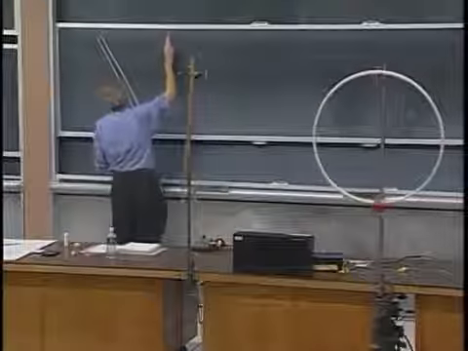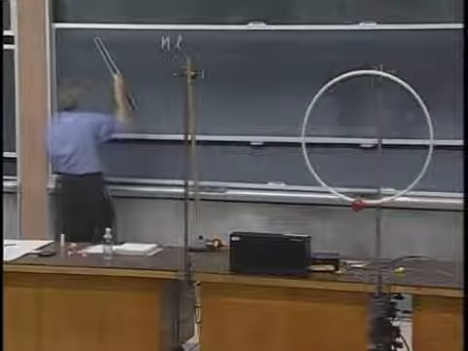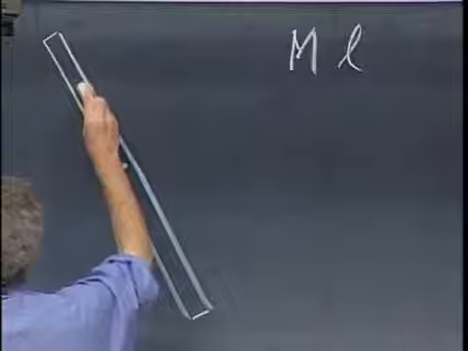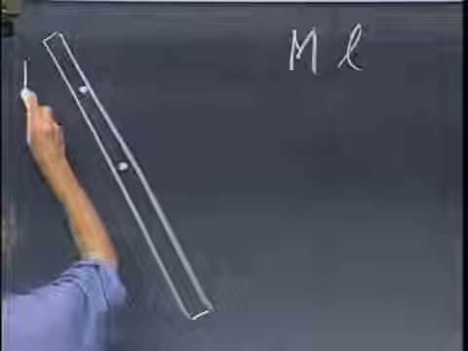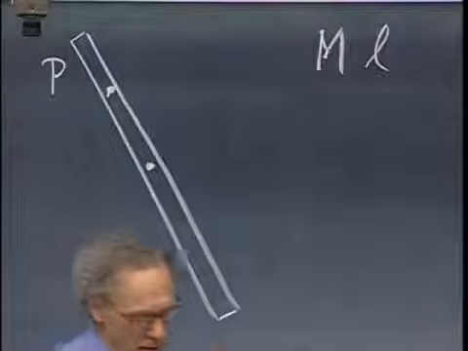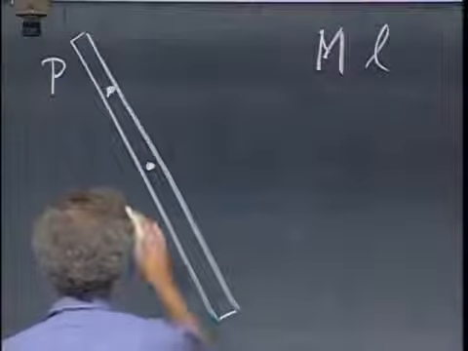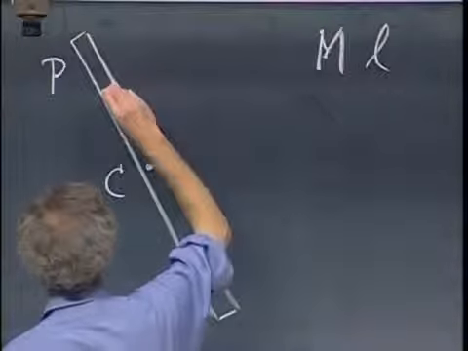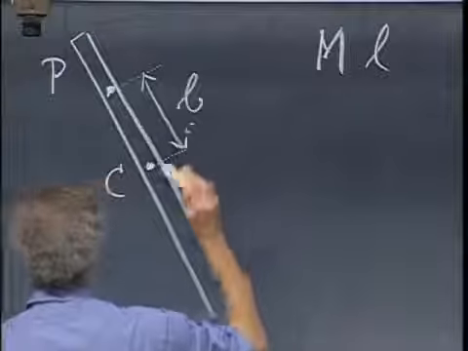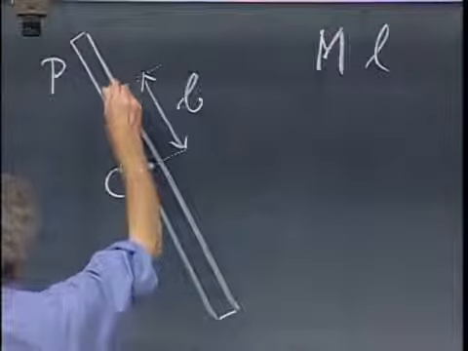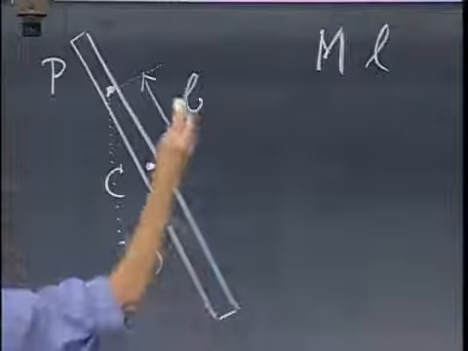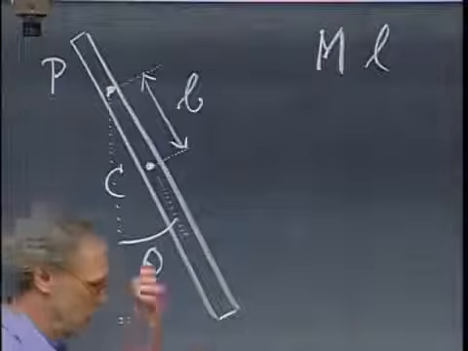The ruler has mass m and length L. This is the center of mass of the ruler. And I force it to rotate about point P, put a pin through there, nearly frictionless, and the separation between the center of mass and P, I call that now B, as in bridge. This angle is theta. It rotates about a pin perpendicular to the blackboard.